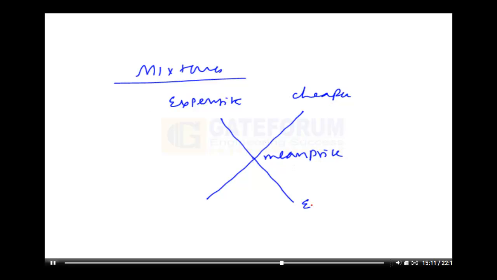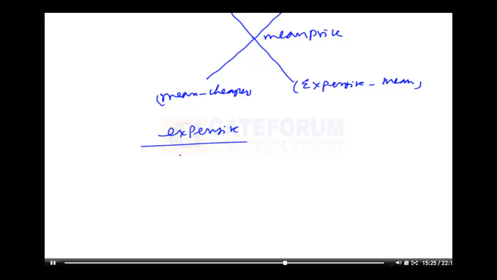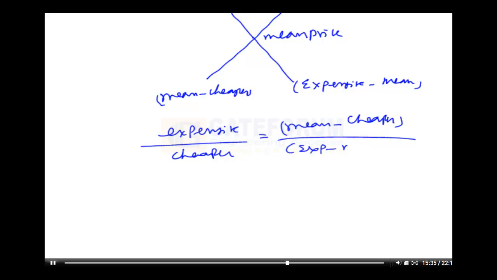So on this line we take the positive difference, which means expensive minus mean price, and on the other line it is the mean price minus cheaper. So if you want the ratio of expensive variety to the cheaper variety, it is got by taking the difference of mean and cheaper above, divided by expensive minus mean. Let's take some example.